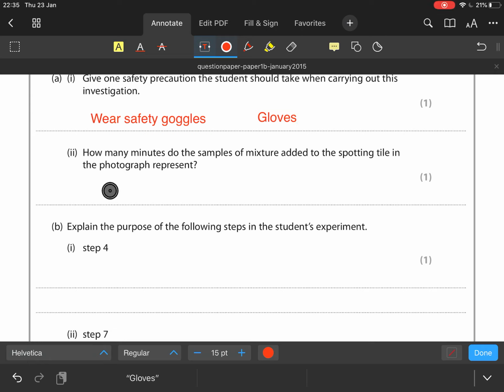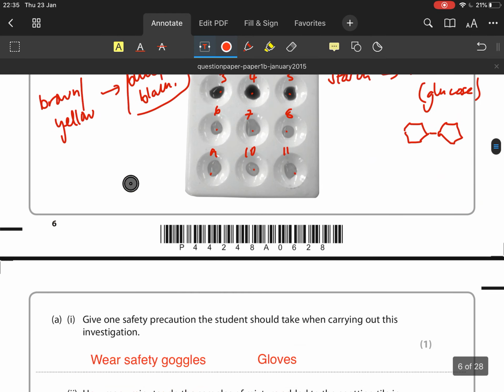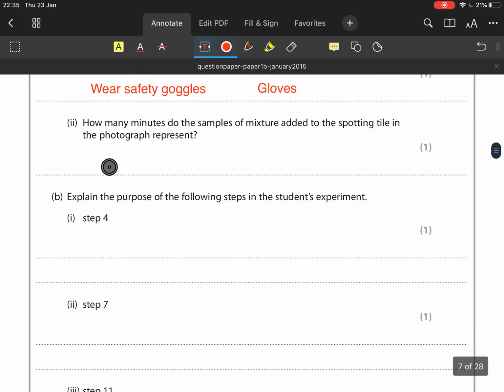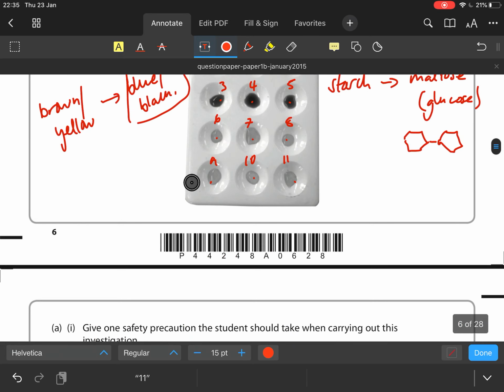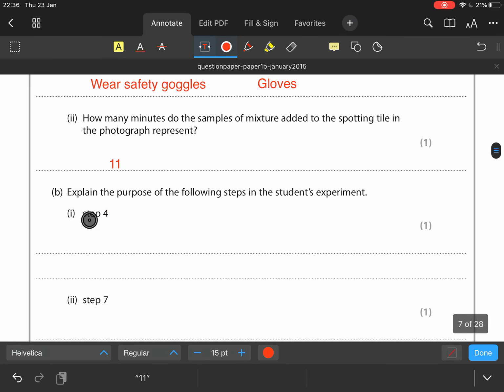Again, how many minutes did the samples of the mixture spotting? How many minutes did the samples of the mixture added to the spotting tile on the photograph represent? Well, we can look up here and realise that that's 11. Okay, a lot of people got that wrong. Okay, it's 11 minutes because the first one was essentially taken at 0. So that's why we can see down here that's the 11th minute.